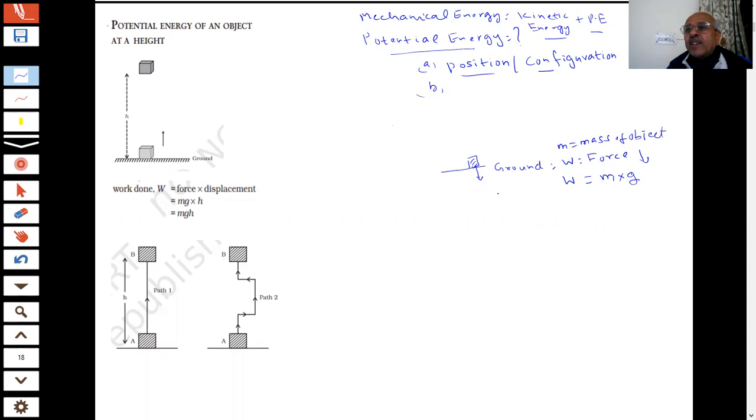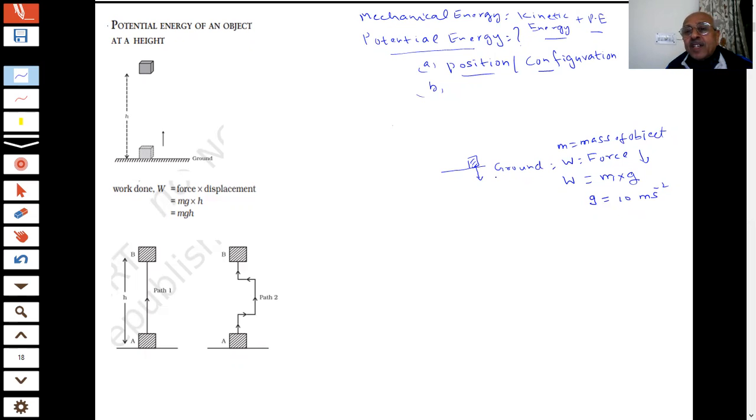And there is a gravitational force, student, which is attracting the object towards itself. That acceleration due to gravity is g, which we may consider 10 meter per second square for our calculations of numericals, if it is not given. Otherwise, 9.8 is given. Okay, no problem.